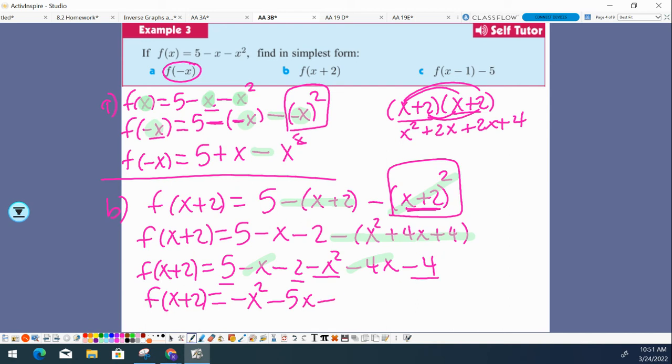3 minus 4 is negative 1. All right, so hopefully, sorry for all the interruptions, but that's our final answer for letter B. All right, I'm going to erase this. If you need to pause it for a second to make room for letter C.